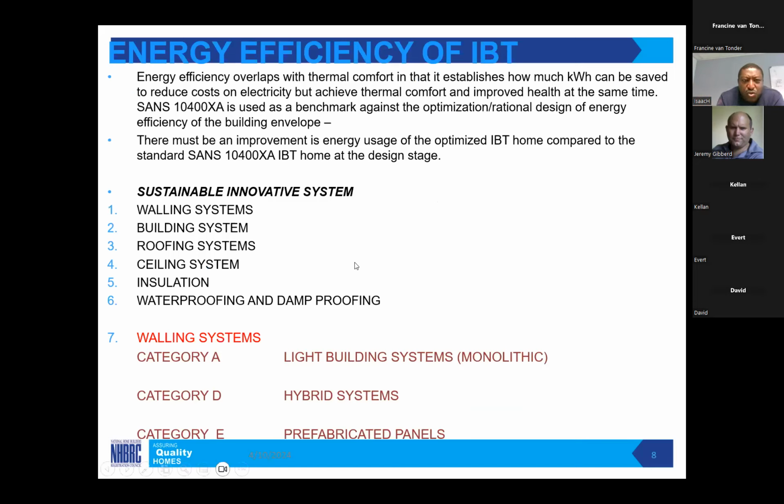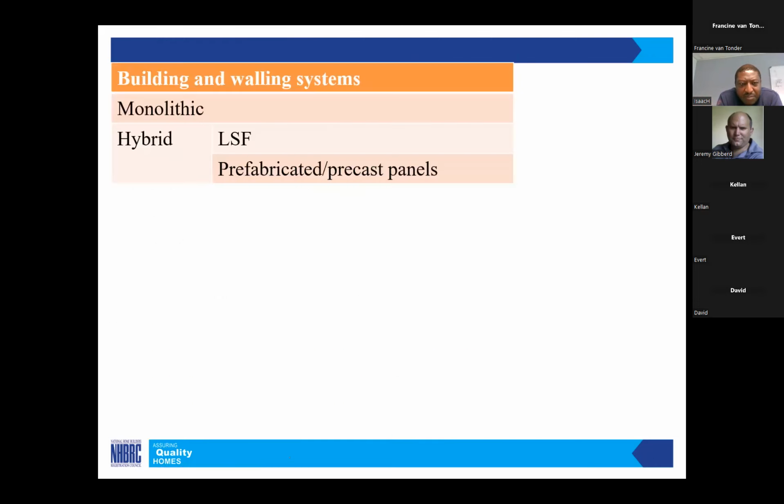So if you go into energy efficiency, this is one of the compulsory standards. Whatever students design, they should bear in mind that SANS 10400 XA is a compulsory standard. Whatever they design should make sure that it complies. It might be a walling system, a building system, a roofing system, a ceiling system, insulation, waterproofing, damp-proofing, whatever materials they use, they must make sure that it will comply with the regulations in terms of climate change.